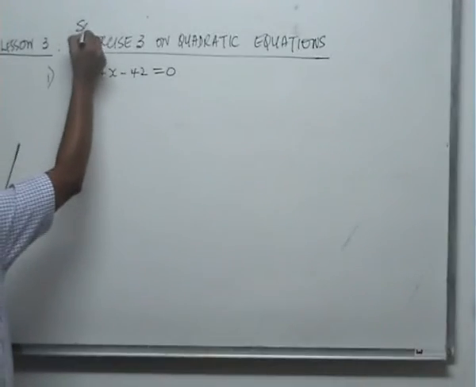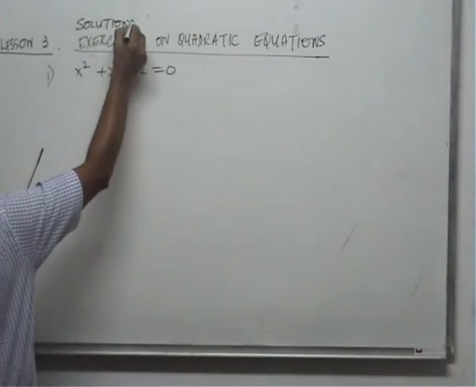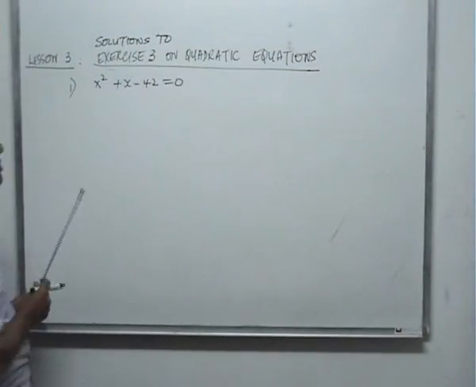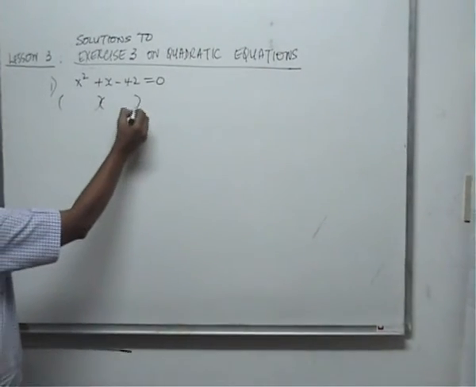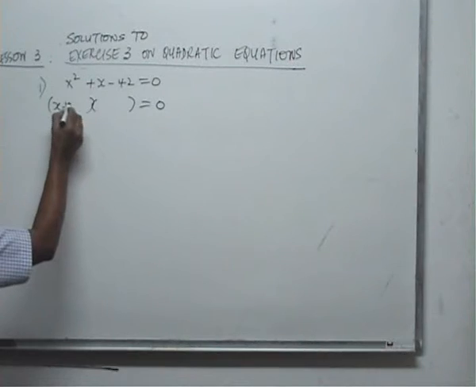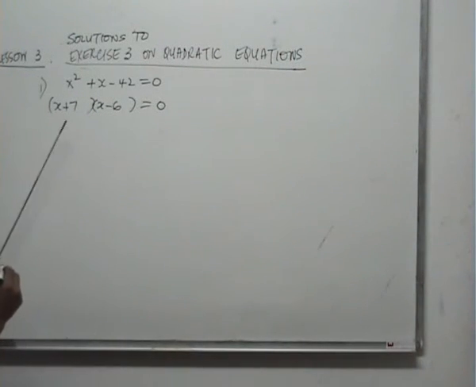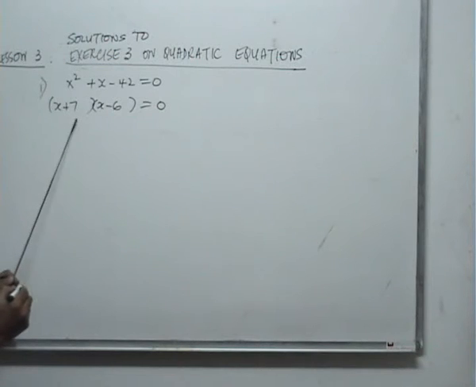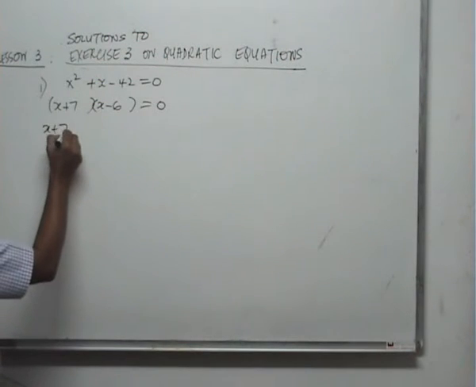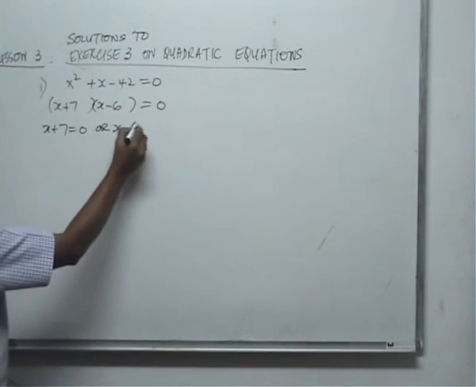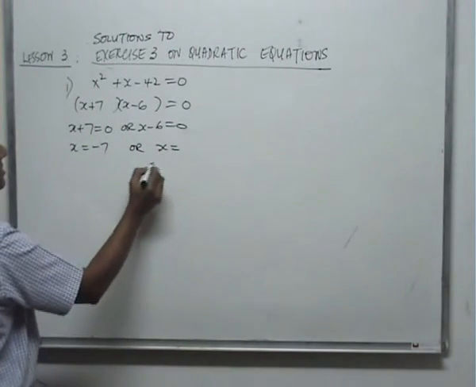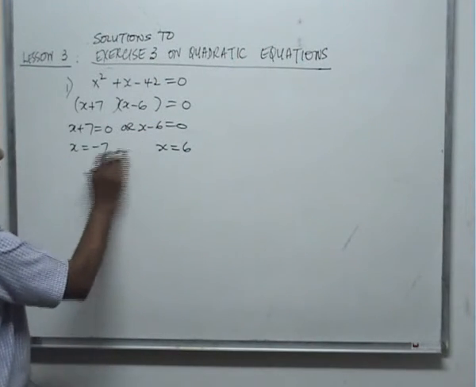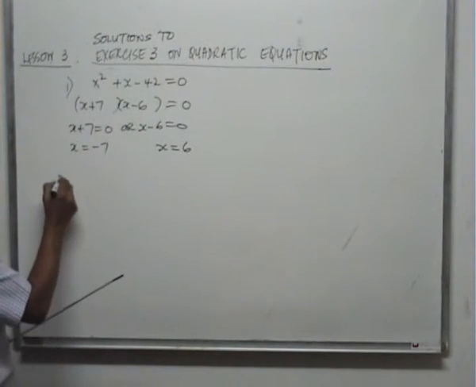Alright, so here are the solutions to exercise 3 on quadratic equations. If you look at this one here and you try to factorize it, it does factorize. It is x plus 7 into x minus 6. Minus 7 times 6 is minus 42, plus 7 minus 6 is plus 1. Yes. So x plus 7 is equal to 0, or x minus 6 is equal to 0. x is equal to minus 7, or x is equal to 6. No need to write x again. So that's number 1. Let's look at number 2.